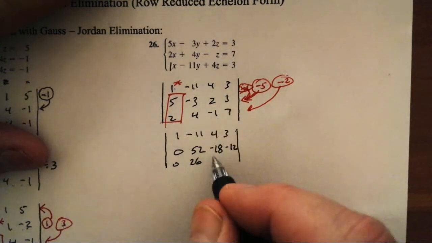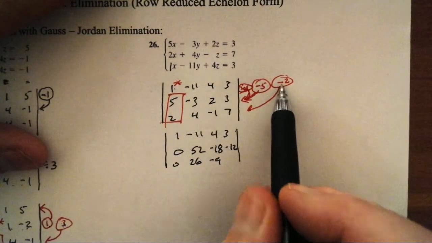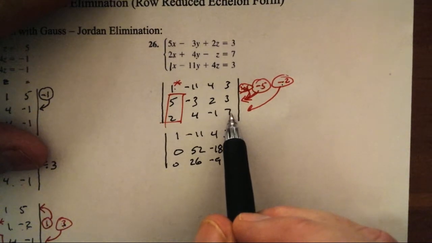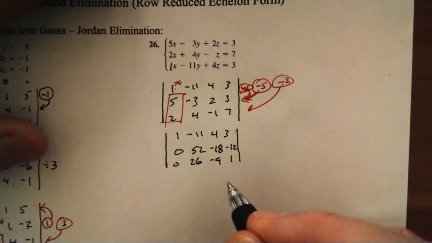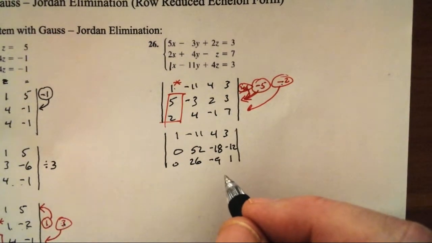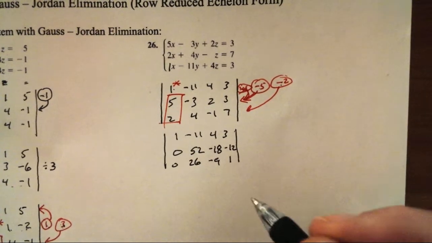Negative 8 and negative 1, negative 9. Negative 6 and 7, 1. Negative 6 and 7, 1. Okay, let's continue on there.